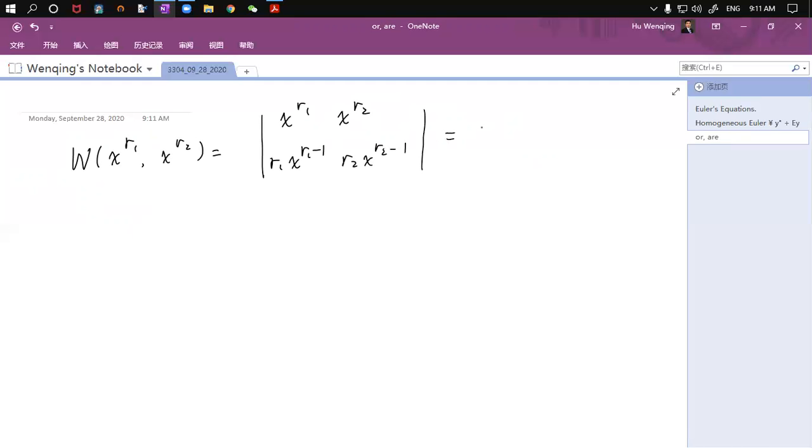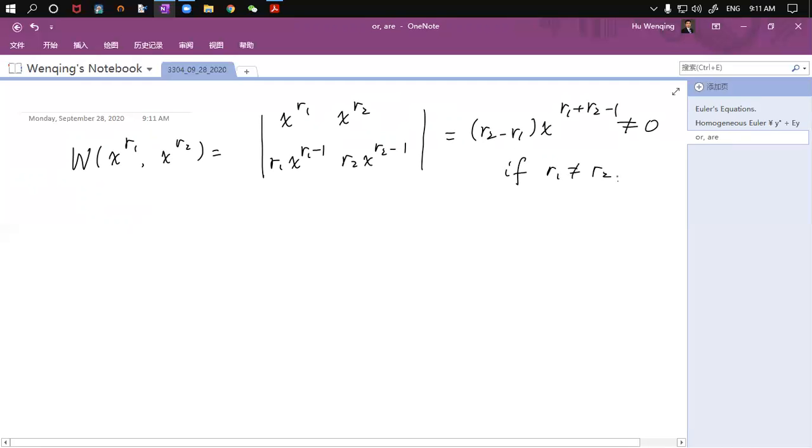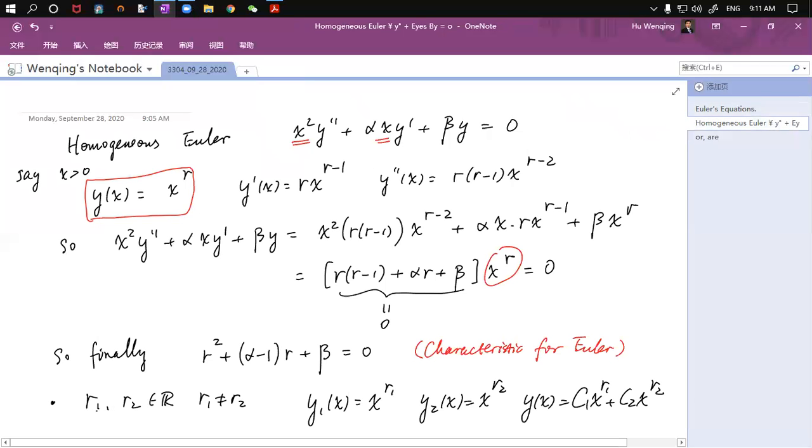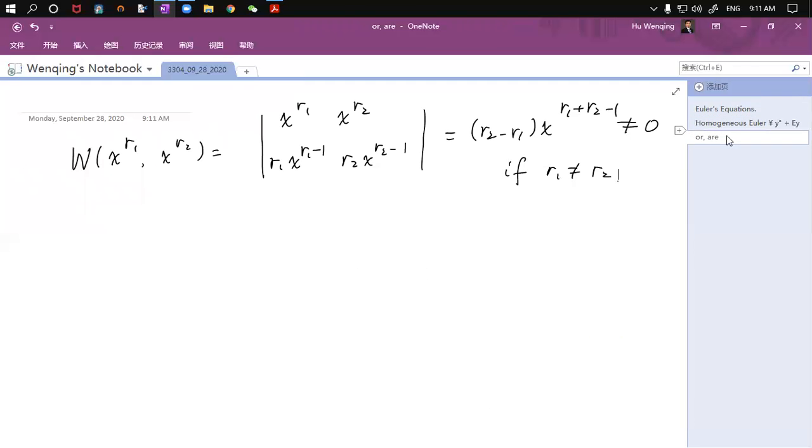So that's going to be just R2 minus R1 multiplied by x to the power of R1 plus R2 minus 1. This is not going to be 0 if R1 is not equal to R2. So you have a fundamental set of solutions, just to check. Okay, so that's in this form. But we have not really settled the case when R1 equals R2 is a double root or maybe complex roots. So in general, the general theory for homogeneous Euler equations.